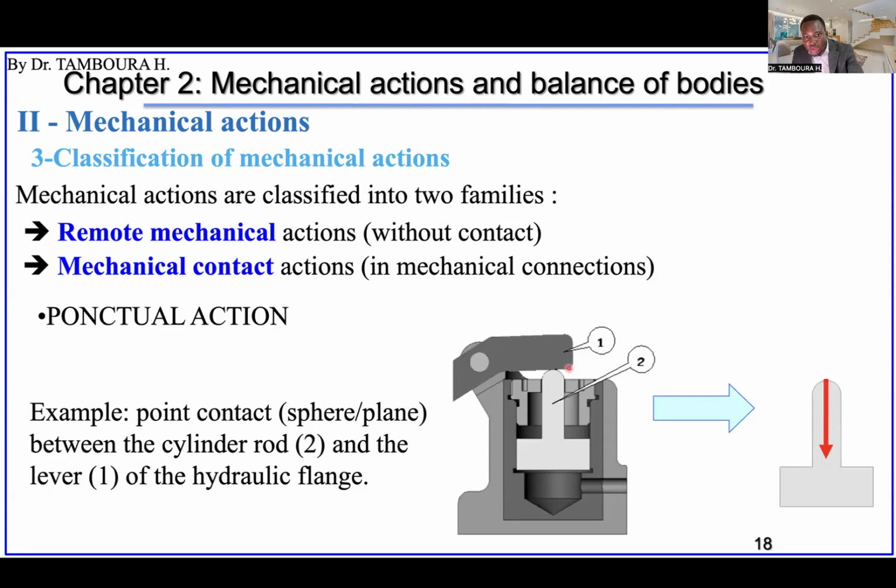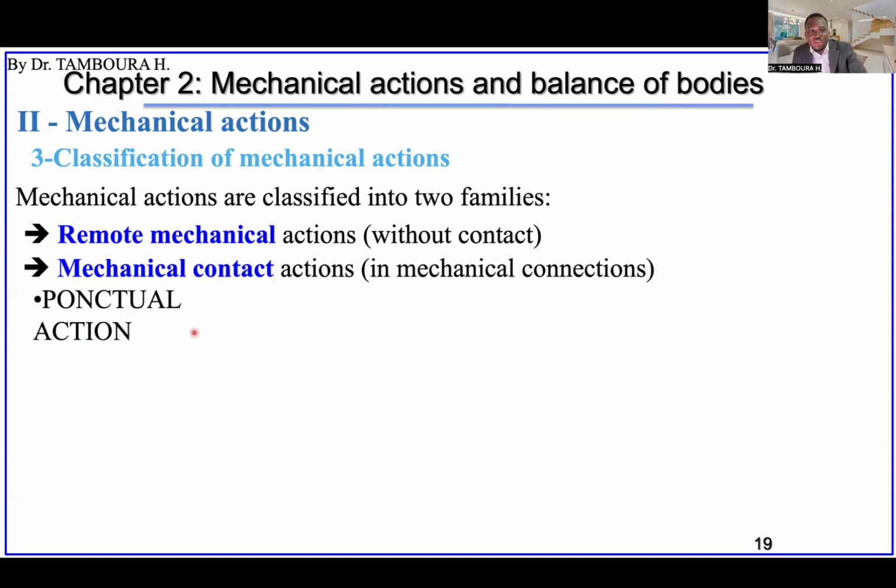The point of contact is just one point, one very single point here. So it's pushing down here. We call this punctual action. Remember, we have three types of contact. The first one is the punctual one.